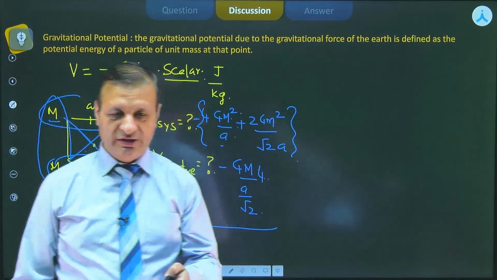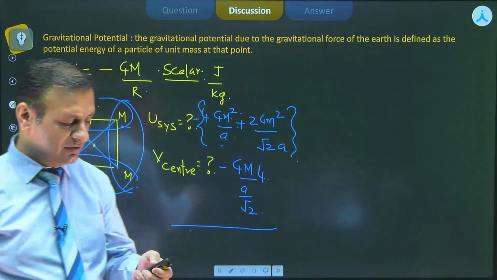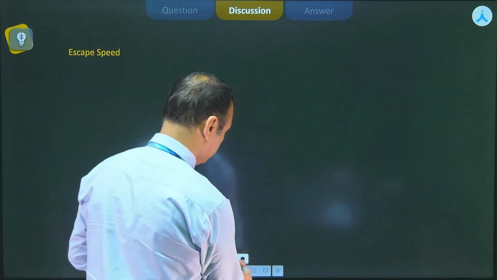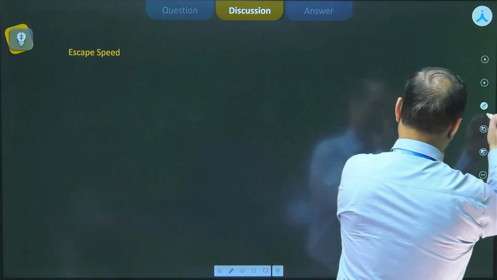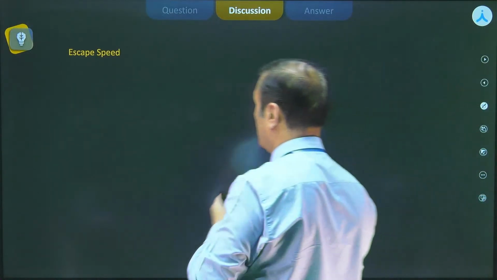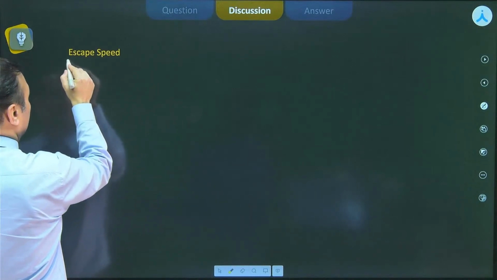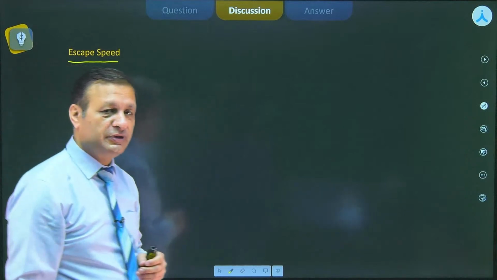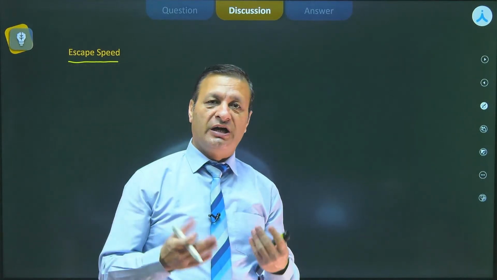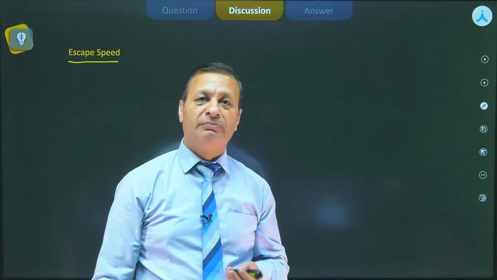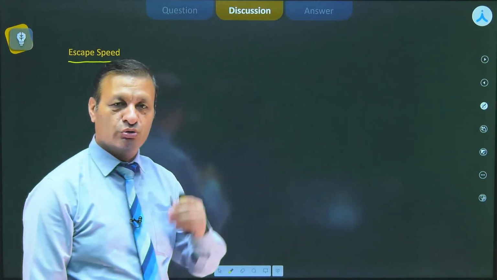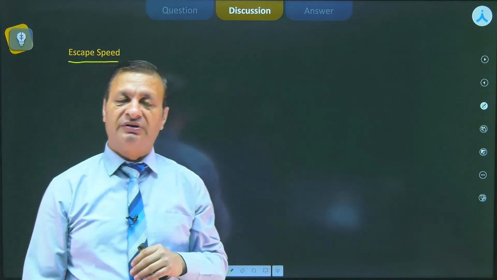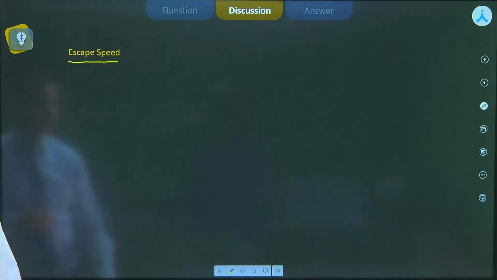Yes, students. Now we got the break. Let's move on. Escape speed. So this deals with the word itself, escape. This is the minimum speed with which a body is projected upward so as to overcome the gravitational pull of Earth, so as to escape from the field region of Earth. That is called escape speed.